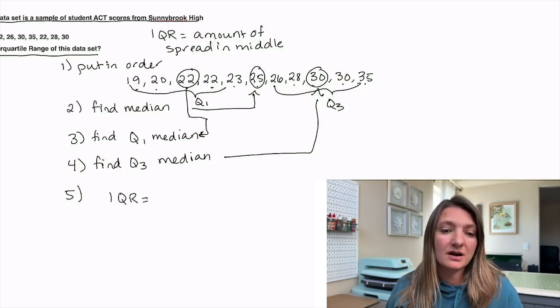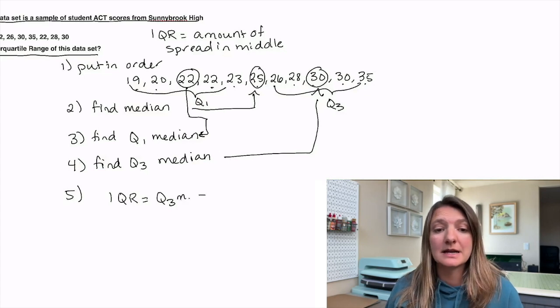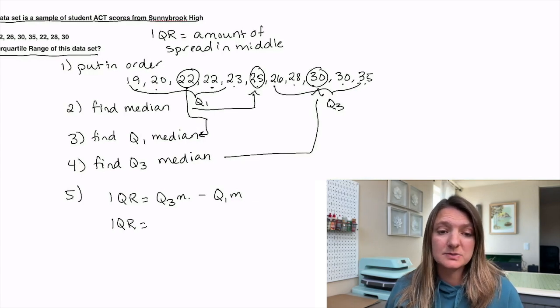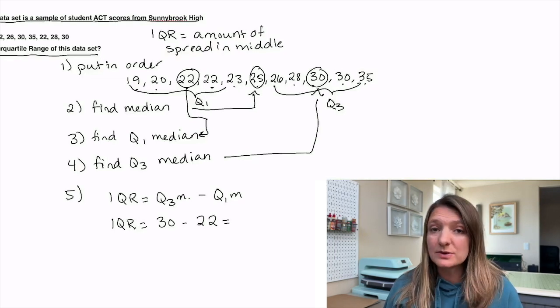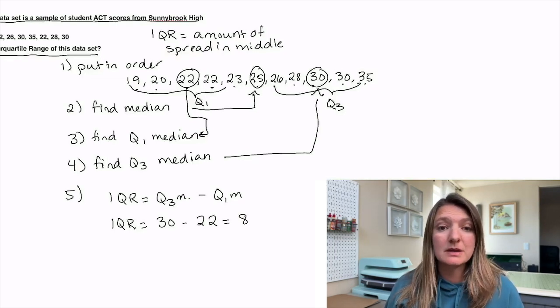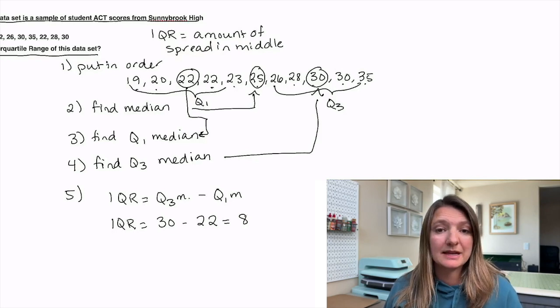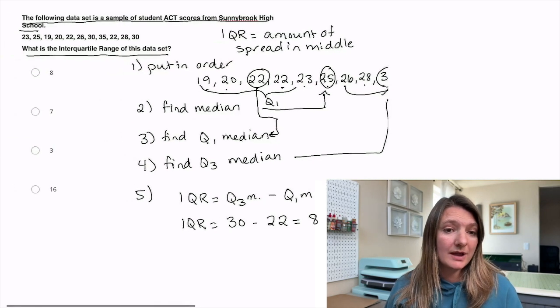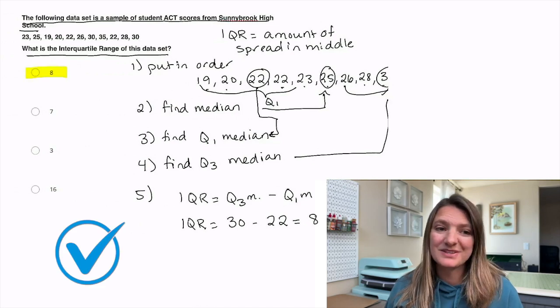The formula for the IQR is basically quarter three median minus quarter one median, and that's going to equal our IQR. So for this particular set, our quarter three median is 30 minus 22, and that's going to give us 8. So that's our middle spread. Let's look back at the answers. 8 is letter A, or option A. So 8 is our answer.